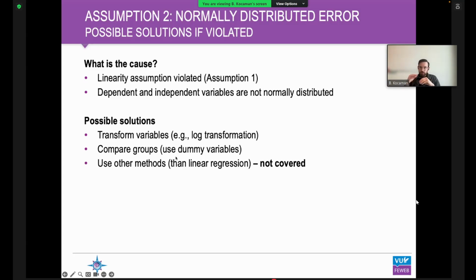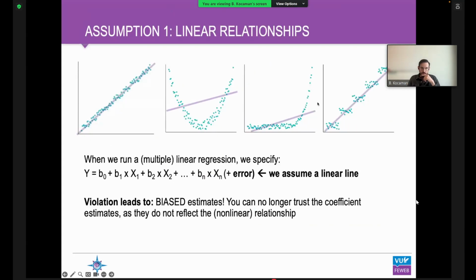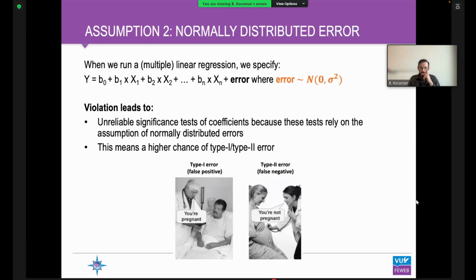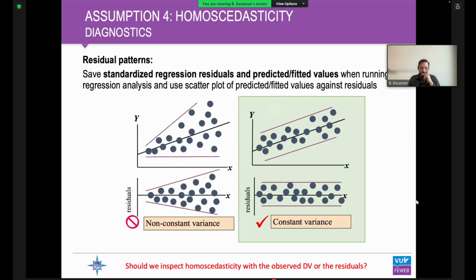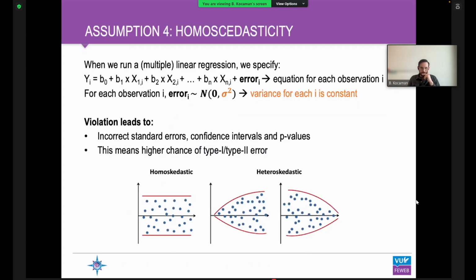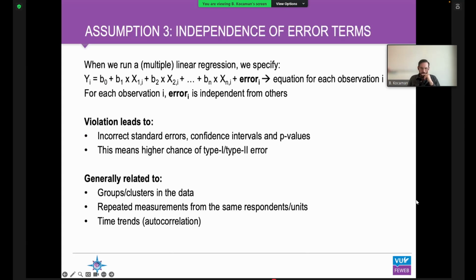And when we have groups, it might be that we have this kind of clusters of data points, which really violates the normality assumption. Okay, this kind of clusters. So that's why using dummies, or comparing groups, can help with the non-normality. And then there are other methods which we don't cover here.